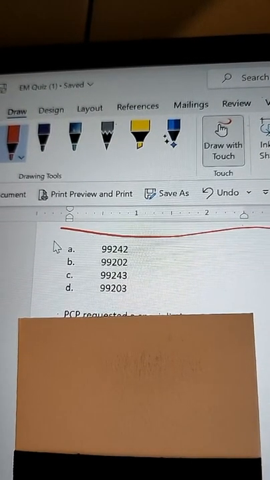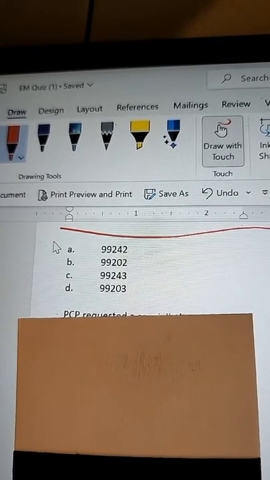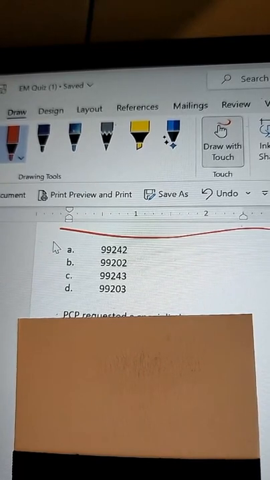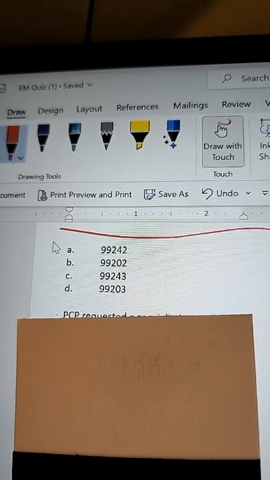Intent, manifestations. Manifestations are symptoms. Yep.